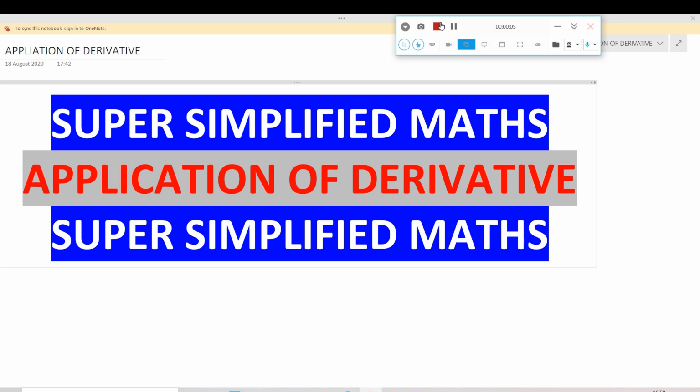So I welcome you all back to this class of mathematics, and today we are discussing chapter 6 of class 12 mathematics, applications of derivatives. In applications of derivatives, today we are starting with maxima and minima.